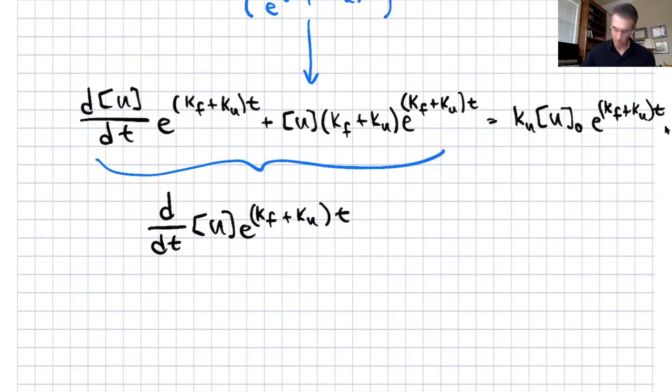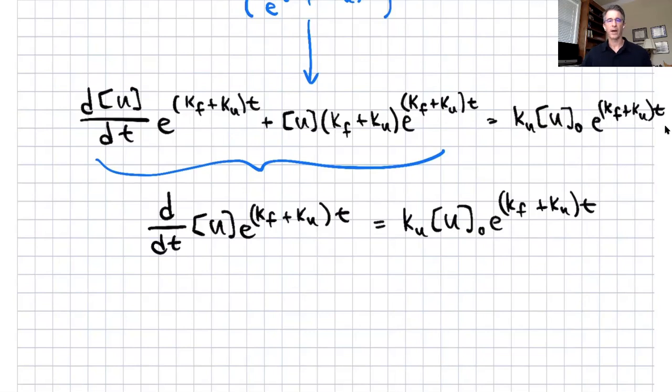Well, that's cool, right? And then we can just set that equal to the right side over here, which is now just ku, the amount of protein we started with, times e to the (kf plus ku)t. That's cool. Now all we have to do is solve that, right?